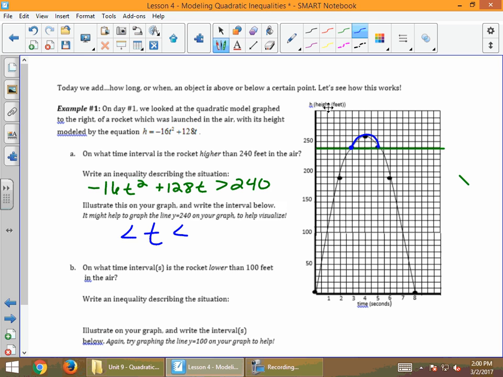Okay, so when you look at this first point that the green line touches, what is the x value at that point? 3. So it starts being above, it hits 240 at 3 seconds. Above 240, above 240, and then when does it stop being above 240? 5 seconds. So from 3 seconds to 5 seconds, that rocket is above 240.